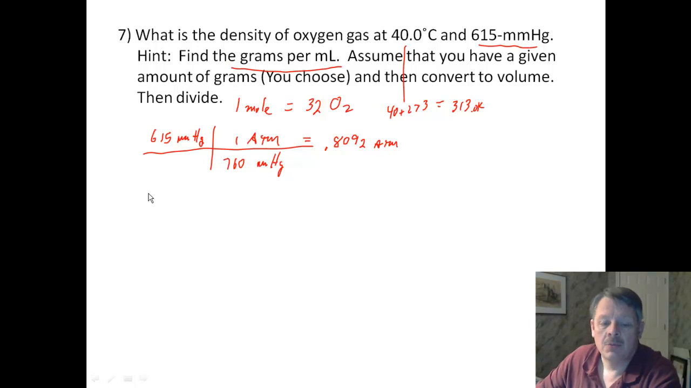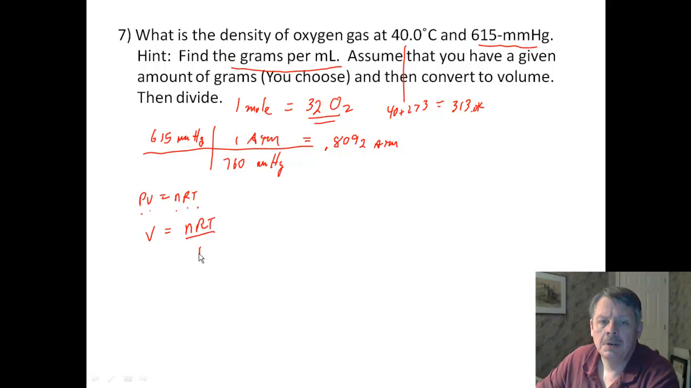All right, let's see. So now if we're going to use PV equals nRT, we know how many grams we have. It's 1 mole of gas. Let's see, PV equals nRT. What do we have to figure out? Well, we know n, obviously we know R, we know our temperature, we know our pressure. What we don't know is volume, so we have to solve for volume. That way we can do density.